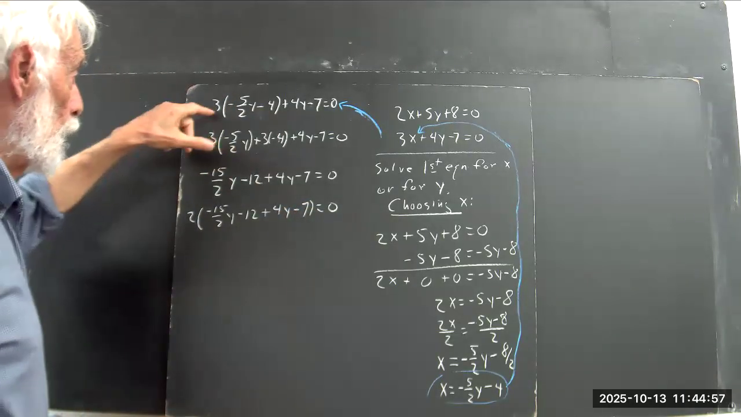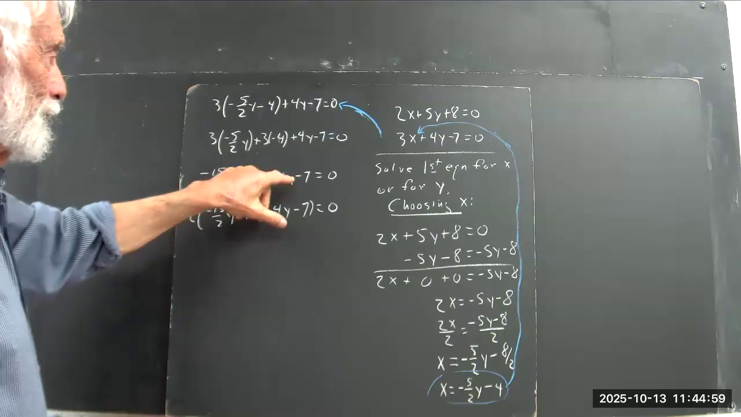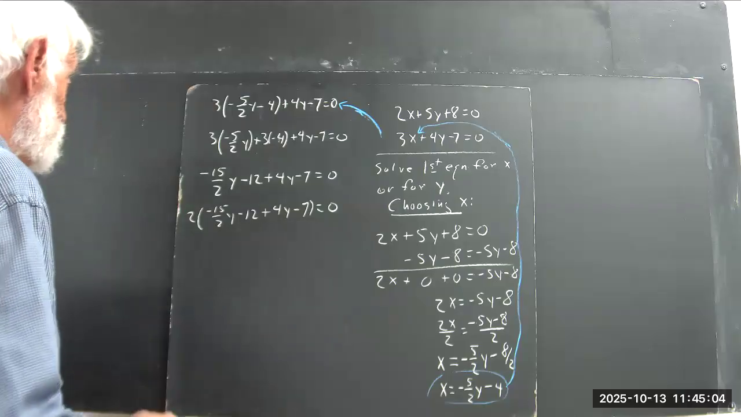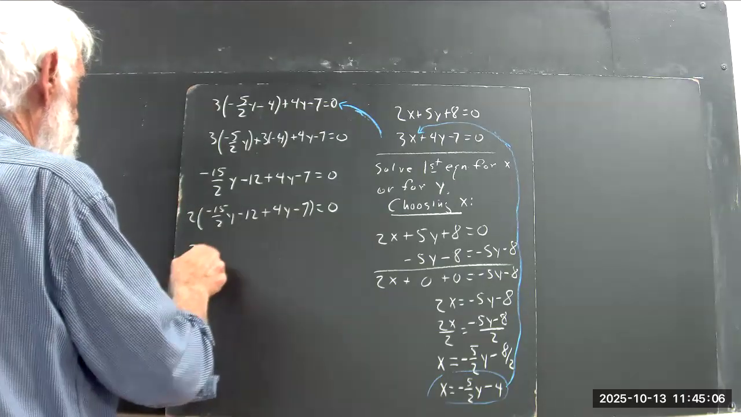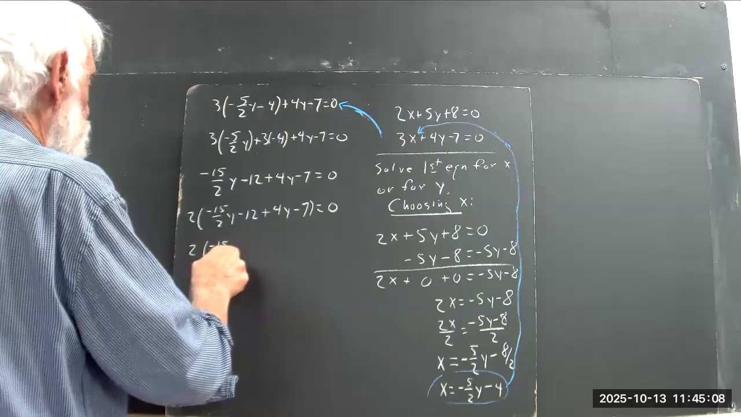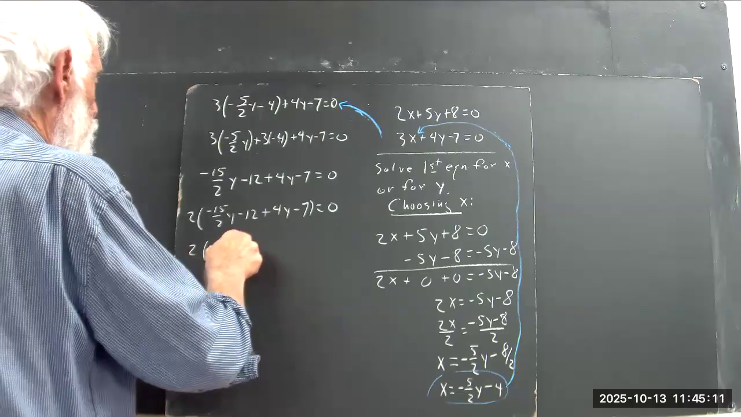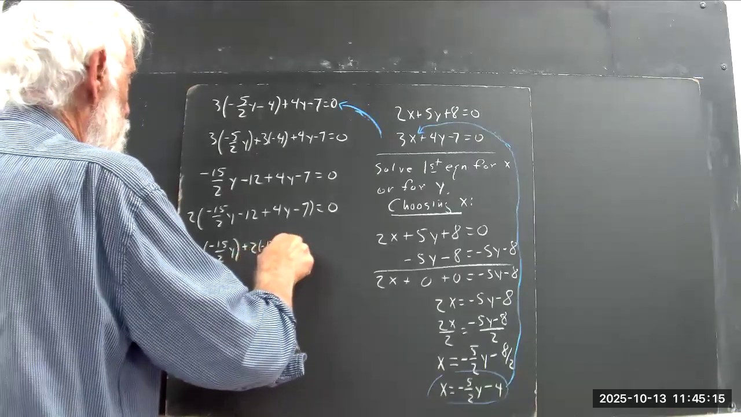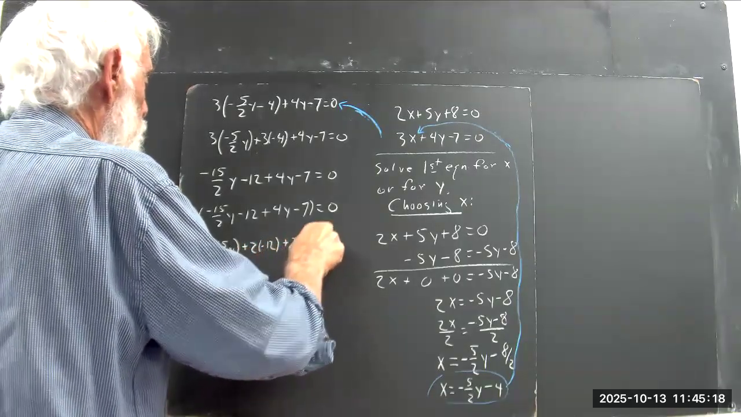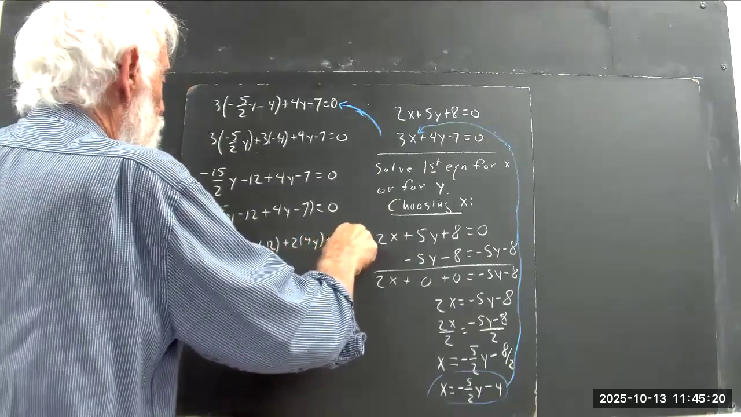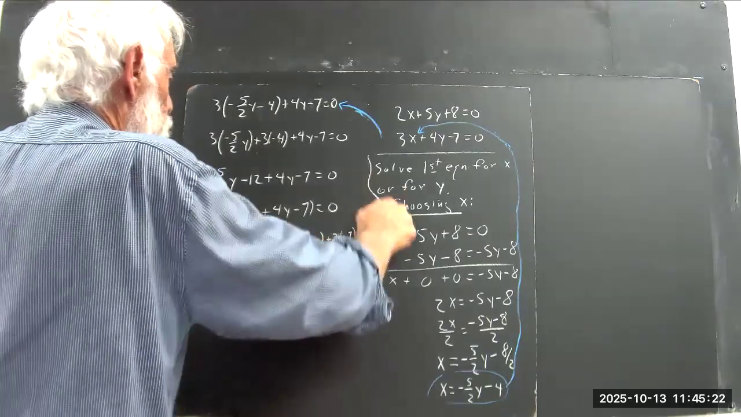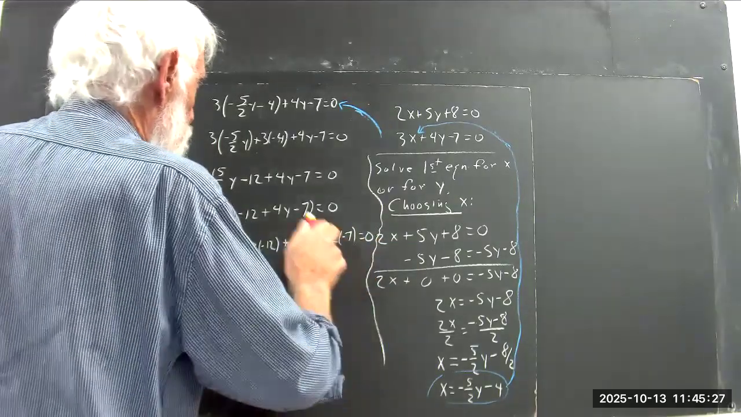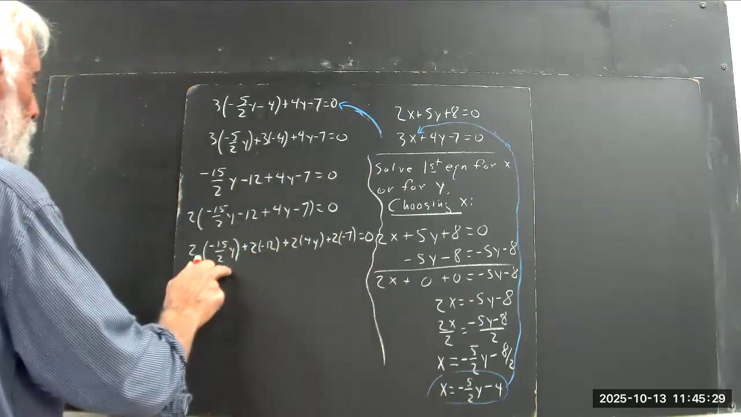And make sure we've got all our y's written down, because it's real easy to leave off a y or leave off an x. Okay, so we get 2 times negative 15 halves y plus 2 times negative 12 plus 2 times 4y plus 2 times negative 7 equals 0. Double check, make sure everything's there. Okay.